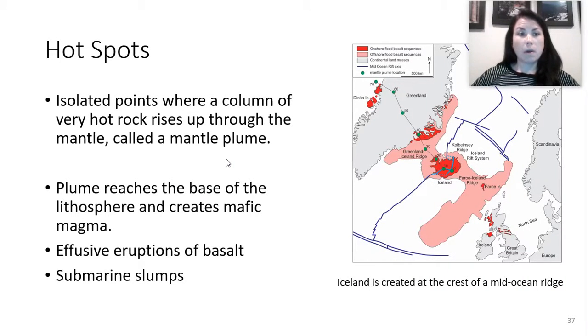Okay, so let's talk about hotspots. This is an isolated point where a column of very hot rock rises up through the mantle called a mantle plume. And the plume reaches the base of the lithosphere and creates a mafic magma. And these are effusive, typically. Those are slow basaltic flows. And we can also see submarine slumps.